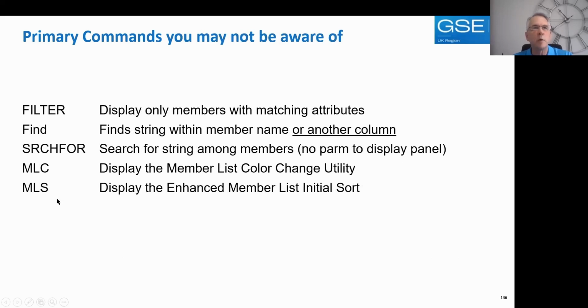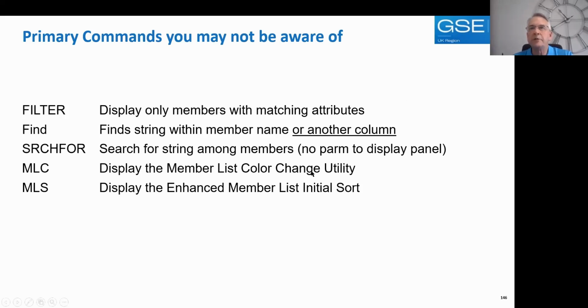These are relatively newer ones. I can filter the member list now. I only want certain sizes or certain user IDs, and I can do that. I can find a string within the member name or even the other columns if you're looking for a particular date. You can do a search for, which will go against and search all the members. If you don't give it a parm, it will give you a pop-up display panel where you can specify more than just one search string if you want.